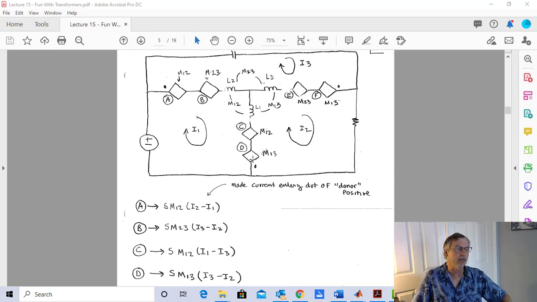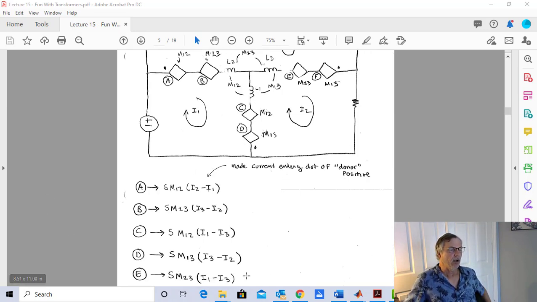Let's move to D. So D is going to be the voltage induced on L1 coming from the current in L3. The current in L3 comes from the difference between I3 and I2. And I can see that I3 enters the dot, so I'm going to make it positive in my expression here. So for my value, I'll write I3 minus I2. Now, I notice that I3 enters the dot of L3. Therefore, it's going to make the dot of L1 more positive. And I have a plus and a minus.